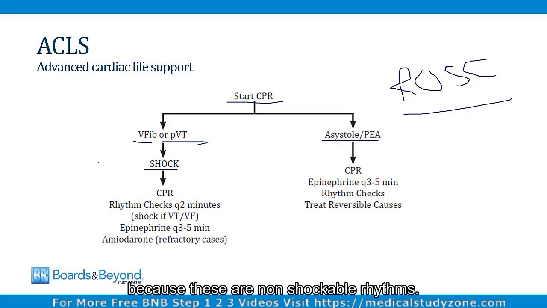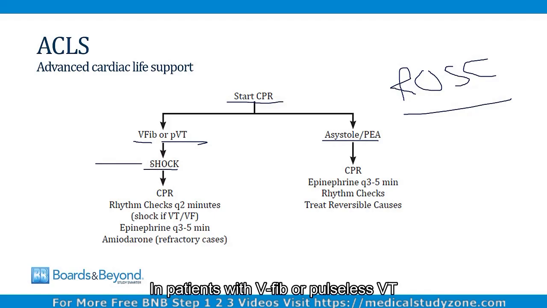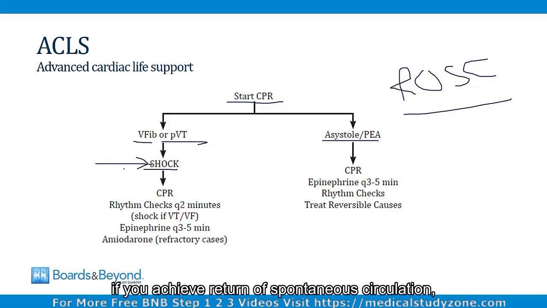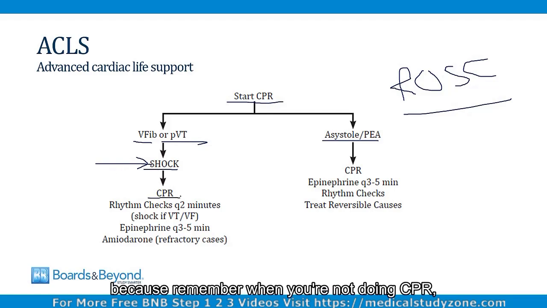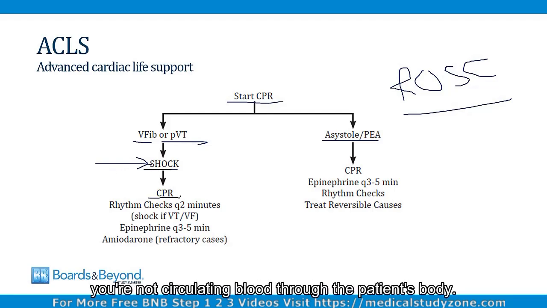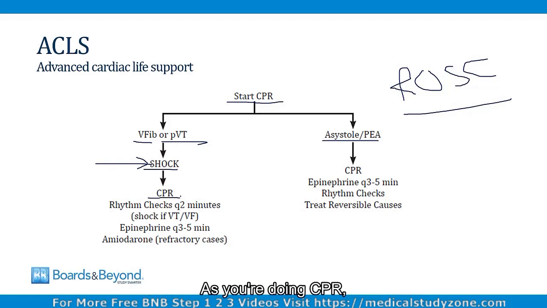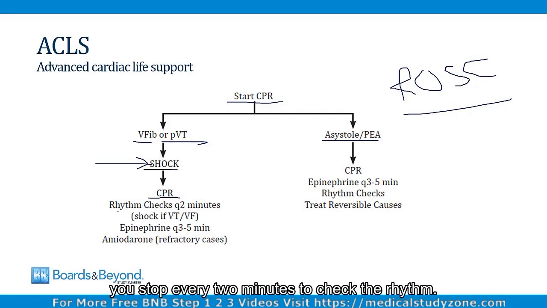non-shockable rhythms. In patients with VFib or pulseless VT, after you deliver a shock, if you achieve return of spontaneous circulation, then you stop. If, however, the rhythm persists and the patient remains in cardiac arrest, then you want to go back to doing CPR. Because remember, when you're not doing CPR, you're not circulating blood through the patient's body. As you're doing CPR, you stop every 2 minutes to check the rhythm.